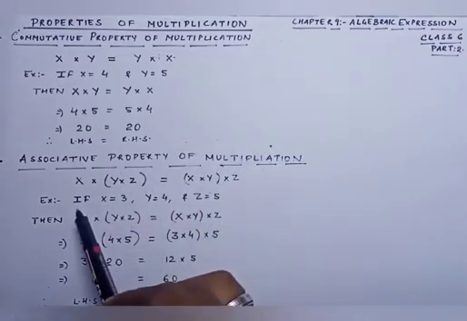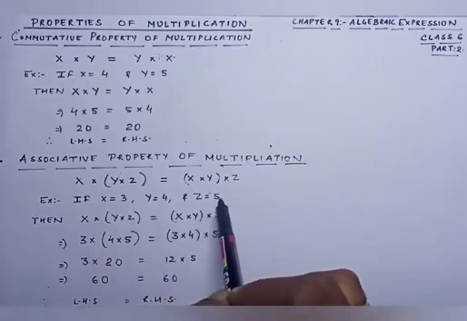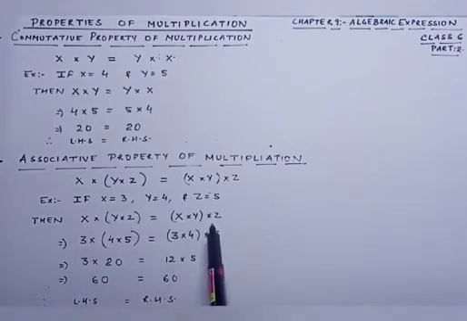So let us take an example. If x is equal to 3, y is equal to 4 and z is equal to 5, then according to associative property of multiplication, if we assign the values of x, y and z, you can see in both the cases the answer is coming 60. It means that both LHS and RHS are equal. I hope both the properties are clear to everyone.